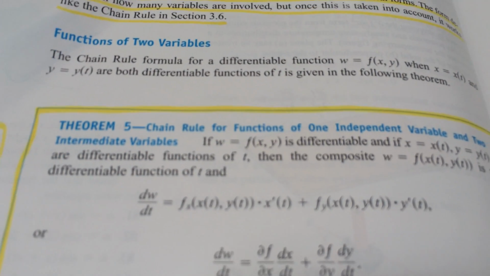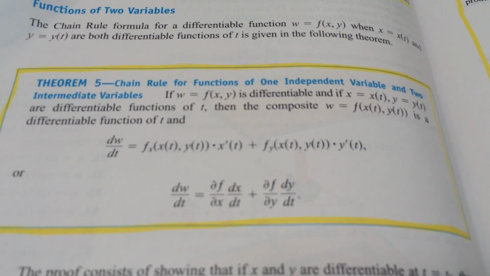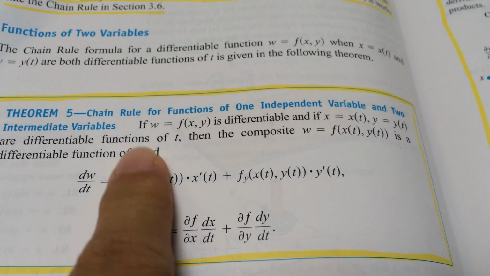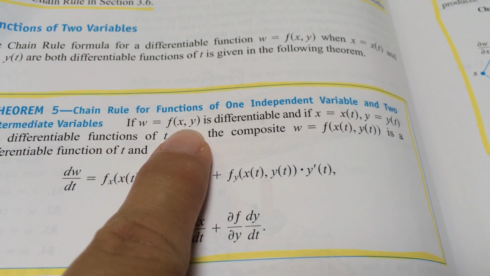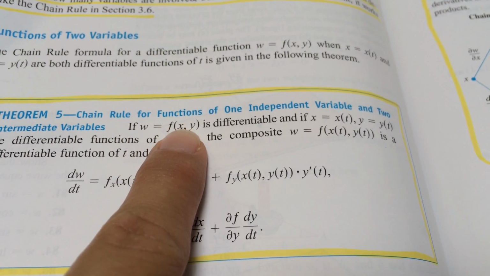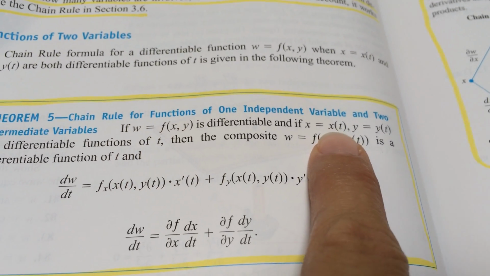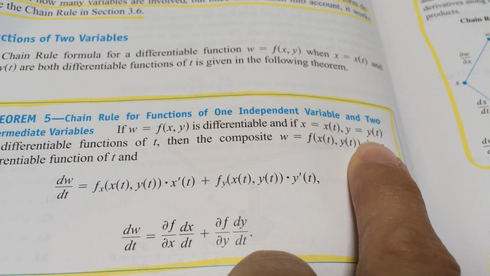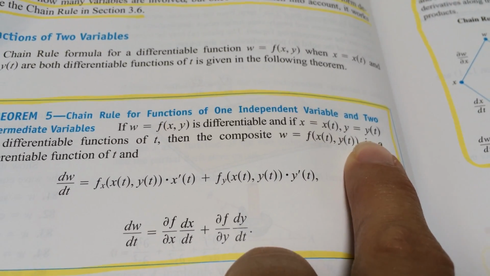So they have the first one. This is Theorem 5 in your book. I think this bottom one is a lot easier to follow. So here you have w equals a function of x and y. And then x is a function of a single variable, and y is a function of a single variable. So these are like parametric equations where t is the parameter.